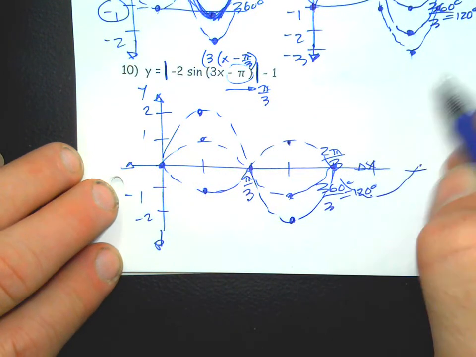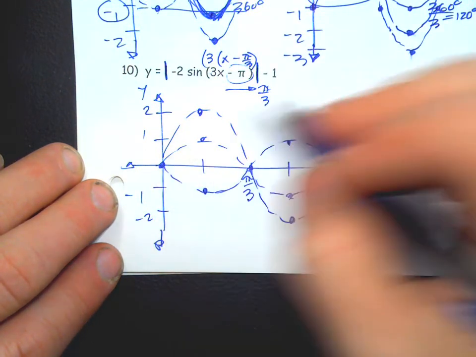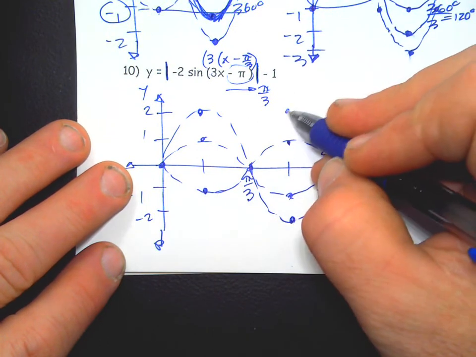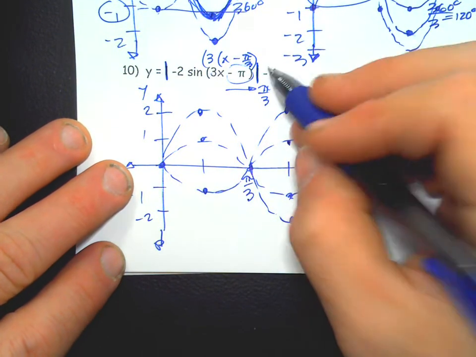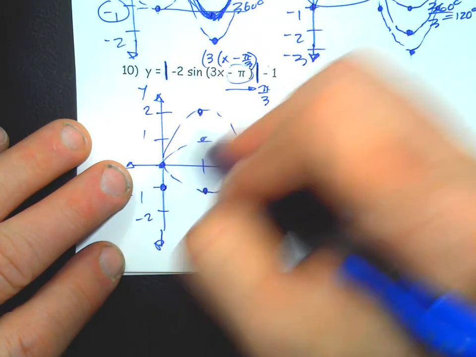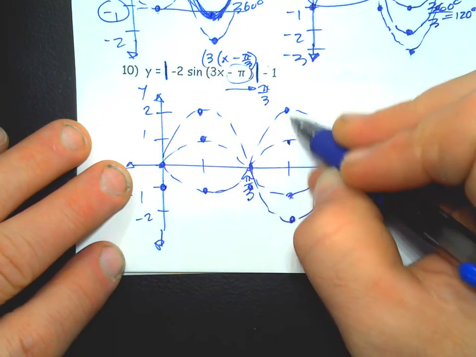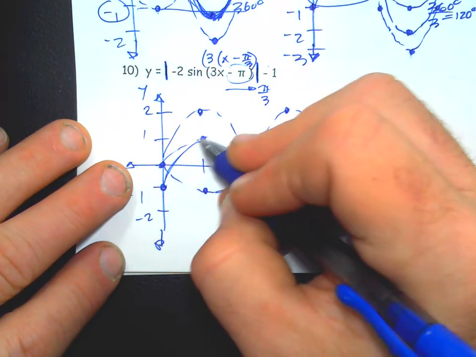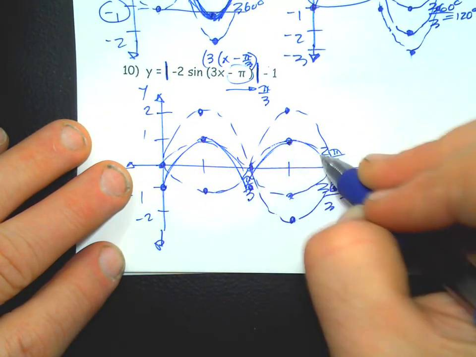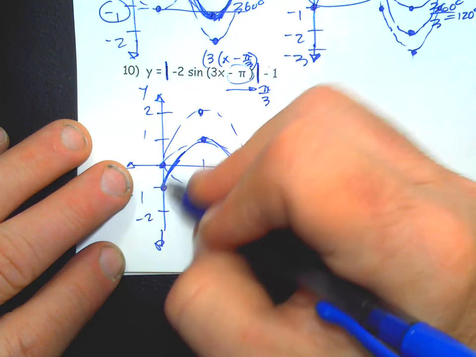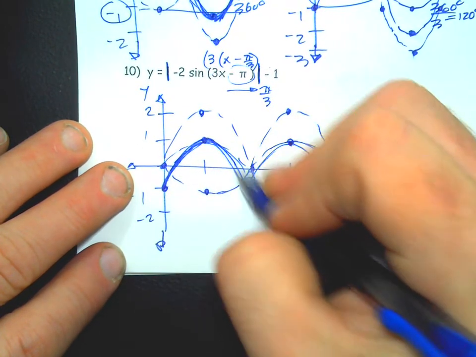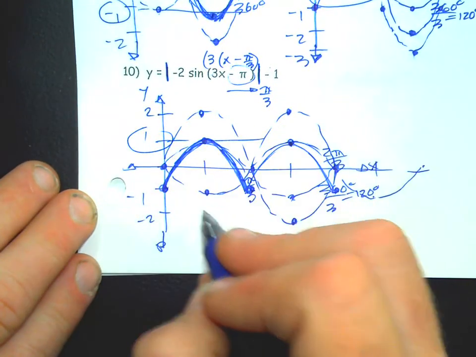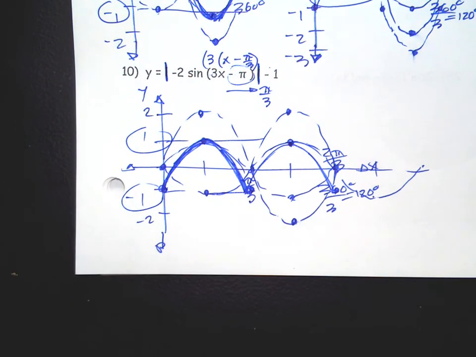I took the shift, I shifted it, but then I continued it back to 0. The absolute value forces the negative part to become positive. This negative 2 ends up at positive 2. And then the negative 1 moves everything down 1. So this goes down 1, this goes down 1, this goes down 1, this goes down 1, this goes down 1, and it looks like that. But that's 2 periods, so I just want 1 period. There you go, 1 period, max, min, there you go.